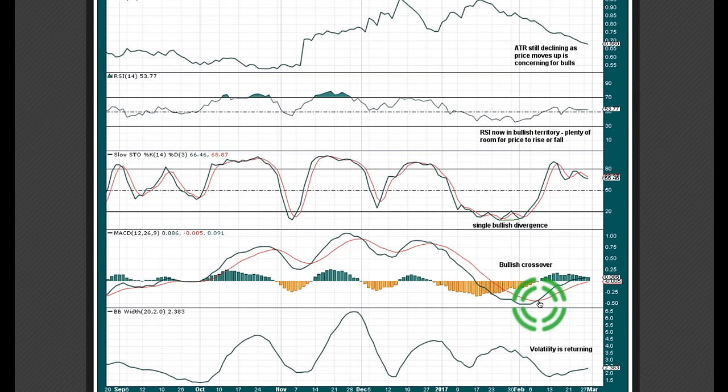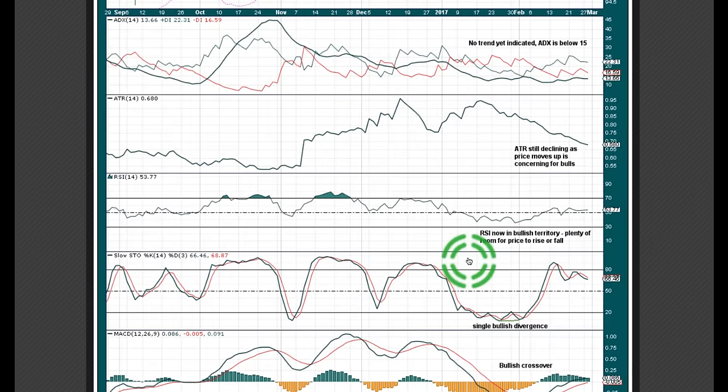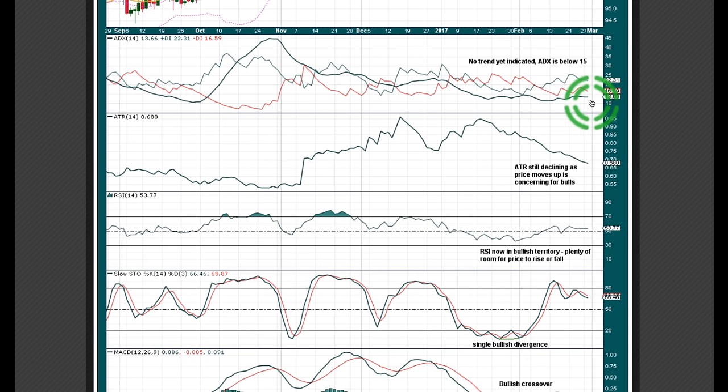We had a bullish crossover back here from MACD. It's moving up into positive bullish territory and volatility is returning. So on balance, it looks like we might be seeing the early stages of a new upward trend. To have a little bit more confidence in that, I'd want to see ADX increase to 15.